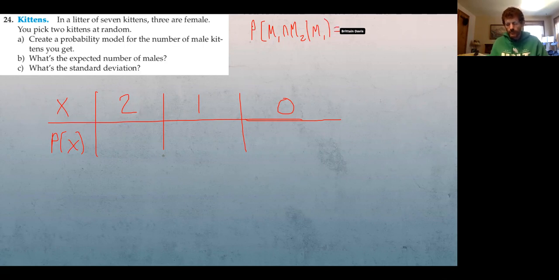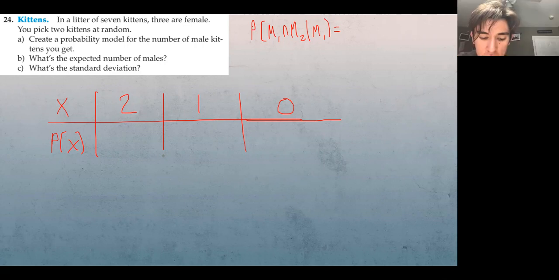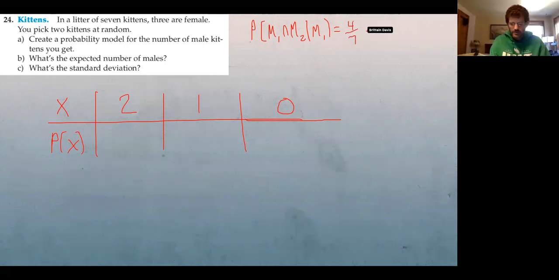So just to simplify this a little bit, what are the 2 numbers that I'm going to multiply together to get that? 4 out of 7 and 3 out of 6. All right. Does that make sense for everyone? So if there are 7 kittens, 3 are female, that means we're starting off with 4 out of 7 being male. Once you've drawn a male out, there's only 3 males left out of 6 kittens. So there we go. We can multiply that and find the probability.